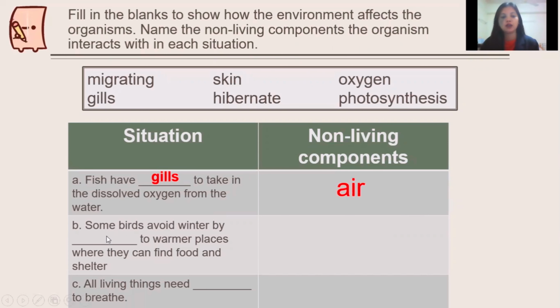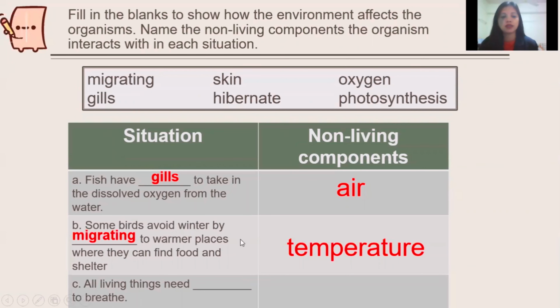Now, let's go to letter B. Some birds avoid winter by blank to warmer places where they can find food and shelter. Again, some birds avoid winter by blank to warmer places where they can find food and shelter. What is your answer? It is migrating. Very good. And what is that non-living component? It is the temperature. Great.